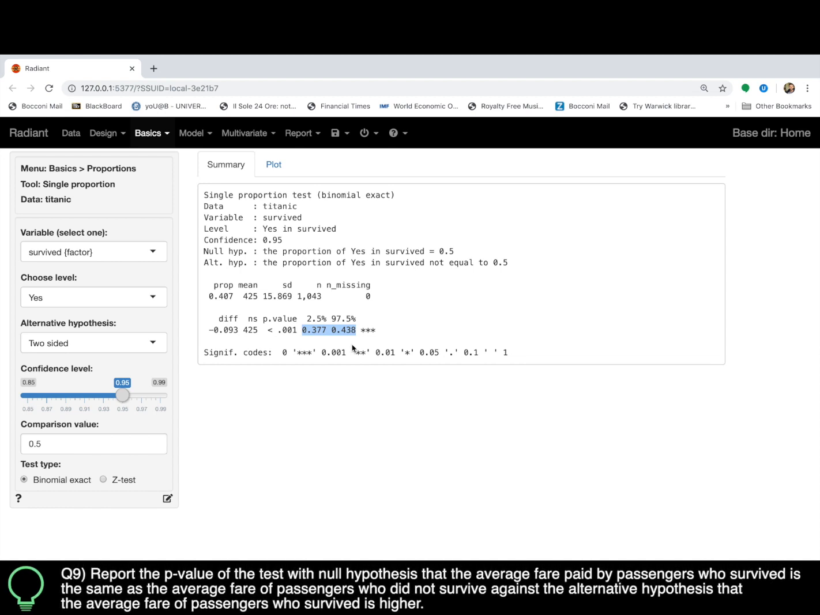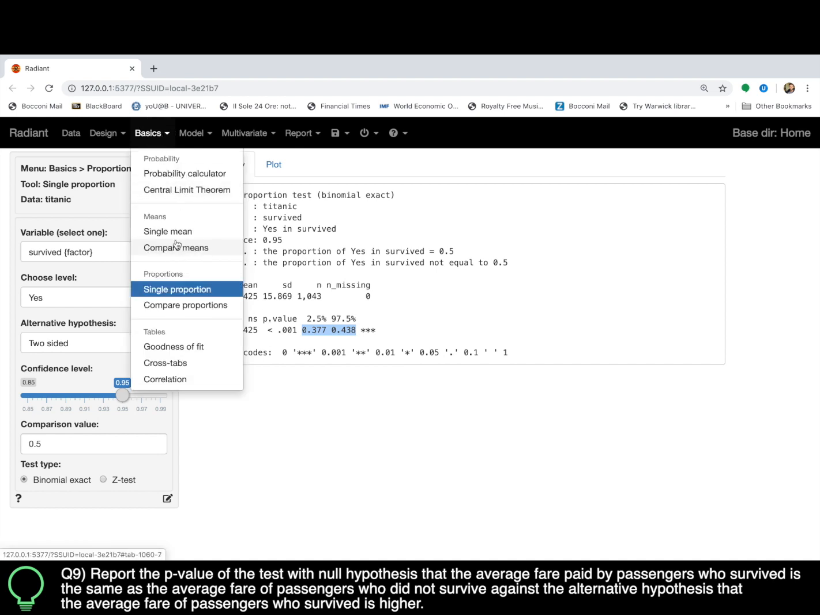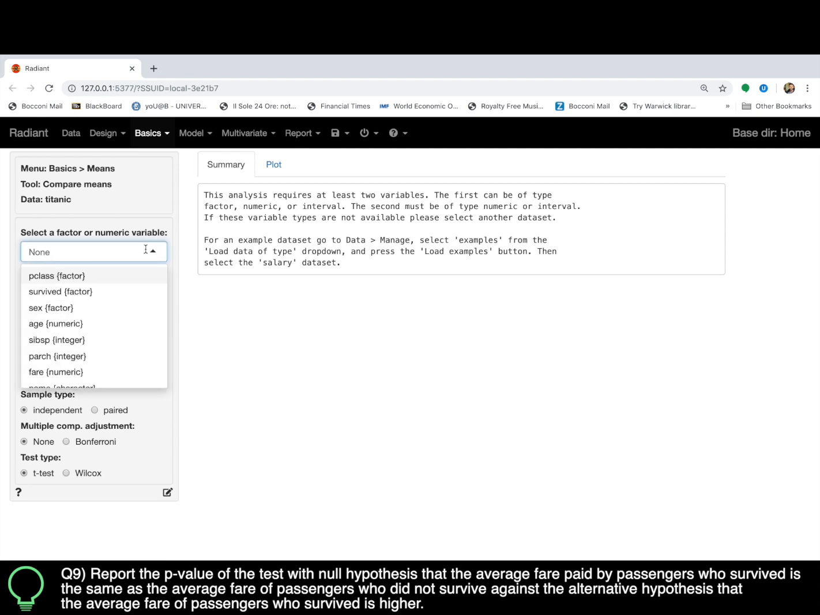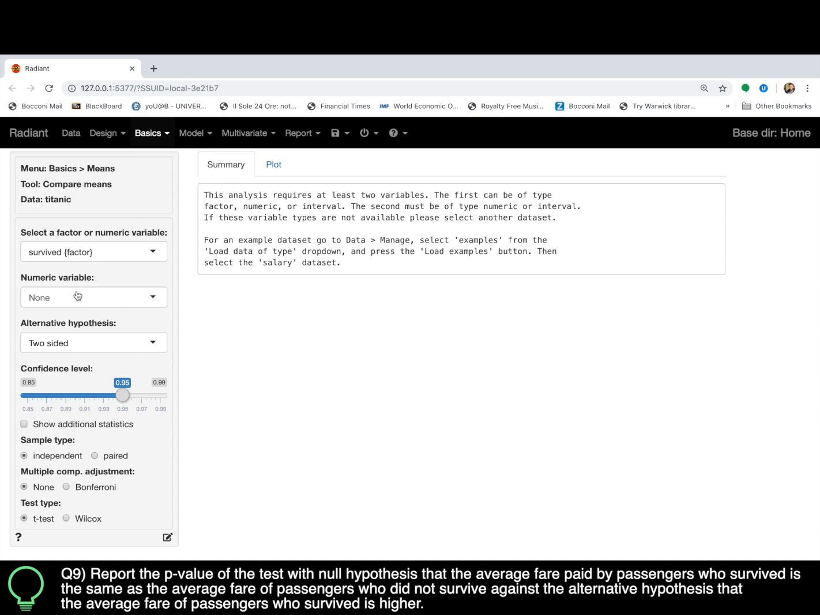Question number 9. Report the p-value of the test with null hypothesis that the average fare paid by passengers who survived is the same as the average fare of passengers who did not survive, against the alternative hypothesis that the average fare of passengers who survived is higher. Okay, I think it's clear. We have to compare two averages, so this is the suitable tab. And we want to divide the two groups according to whether they survived or not. And we want to test the averages of the fare.